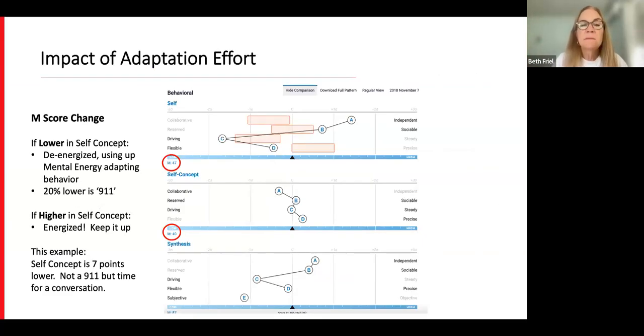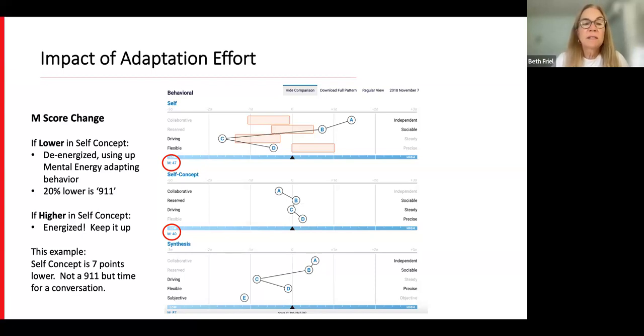So why does it matter? Because when someone's de-energized, when they're having to adapt too much, it can lead to burnout. And productivity goes down, and the behaviors that you're hoping for become harder and harder for that person. And as they get burned out, they may start crawling into themselves a little bit. And so you can notice that. And what to do.